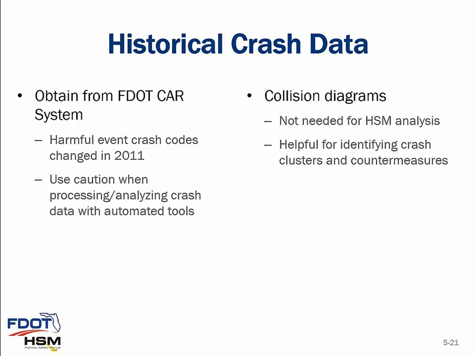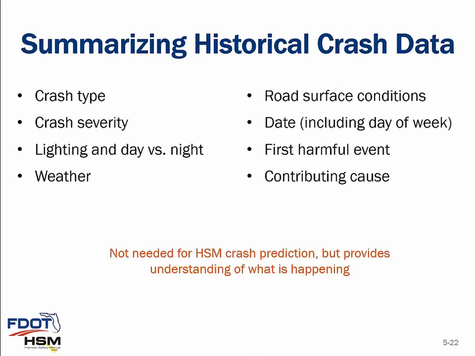Collision diagrams are information provided in the Highway Safety Manual, but really not needed for Highway Safety Manual analysis. However, understanding where the crashes are, such as approaches to an intersection, is still a very important part of the safety analysis process. And while not needed, it's very useful information in considering different countermeasures you may want to implement for a proposed improvement. When you look at summarizing historical crash data, there are many different categories that you should consider. And all of these are helpful in understanding where, when, and why crashes are occurring. The site-specific conditions will lead to better site-specific countermeasures.